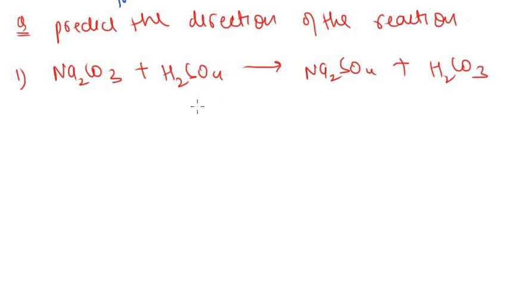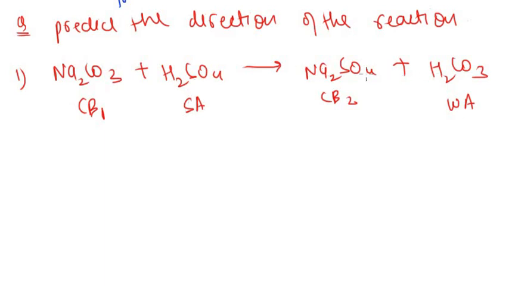So if you see, H2SO4 is a strong acid. Now H2CO3 is a weak acid. On both sides there must be an acid and base, so we have to identify the acid. Here it is a strong acid and here a weak acid. And Na2SO4 is the conjugate base of a strong acid, and the other is the conjugate base of a weak acid. So we know that the reaction will always go forward from strong part to weak part.